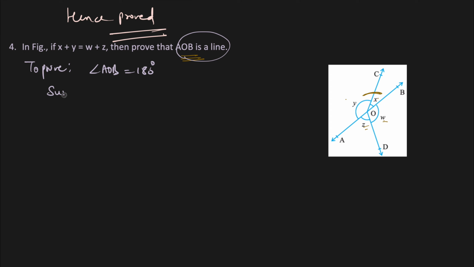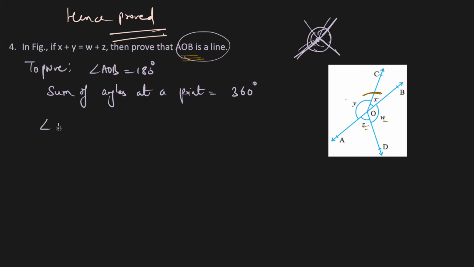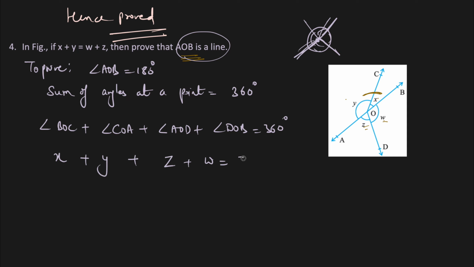So there is one thing: the sum of angles at a point is how much? 360. The sum of all the angles around a point is 360 degrees, right? Around one point you draw as many angles, their sum is 360 degrees. So here also the same is happening. So what are those angles? Angle BOC plus angle COA plus angle AOD plus angle DOB. They all are adding up to 360. BOC is x, COA is y, AOD is z, this is w, this is 360 degrees.